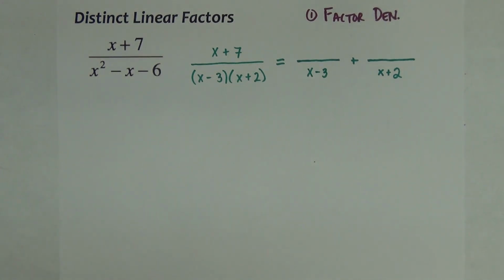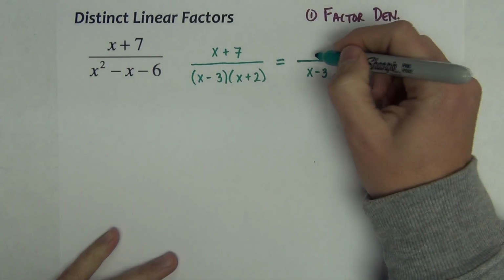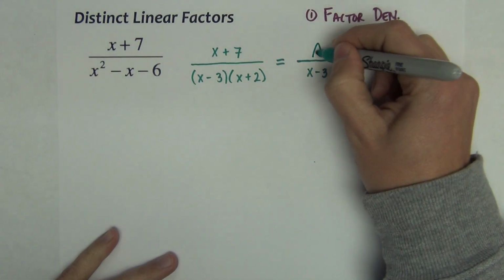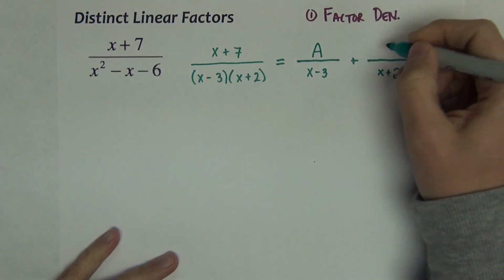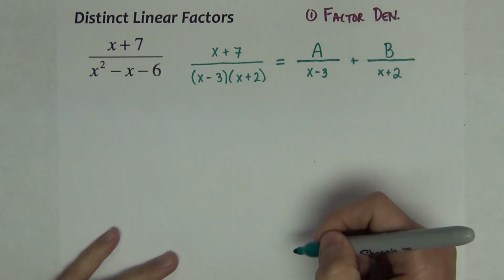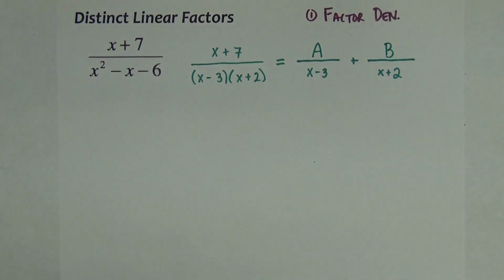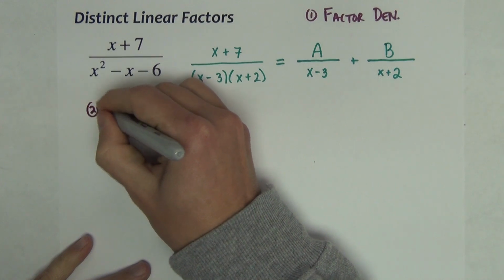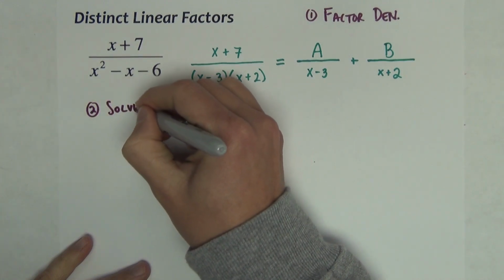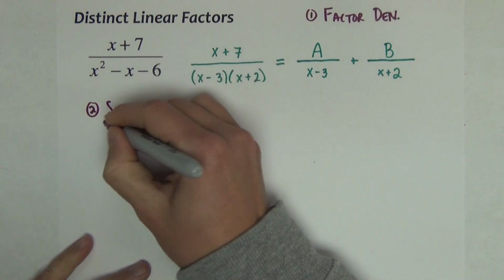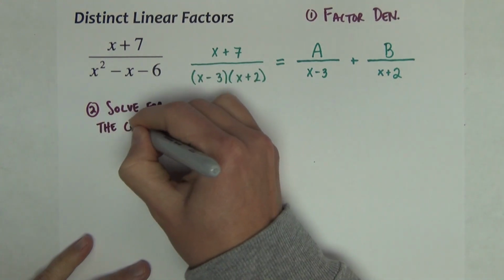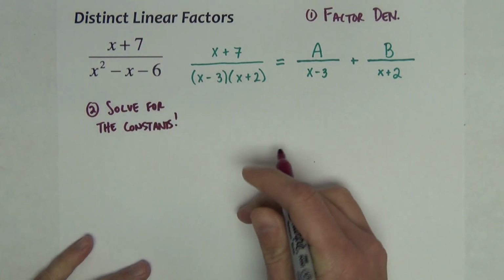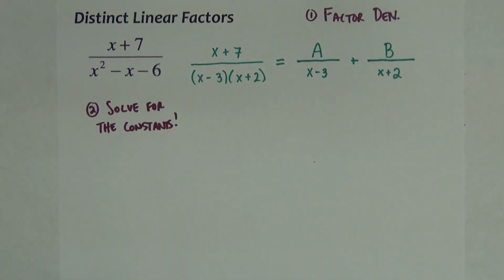So for the time being, we're going to put something there. We're going to put a constant, and different texts use different constants. I'm going to use a capital A to represent the constant there, and a capital B to represent the constant on this fraction. And so now the problem becomes, step 2 after we've got this set up, solve for the constants. Once we solve for the constants, the problem is finished.